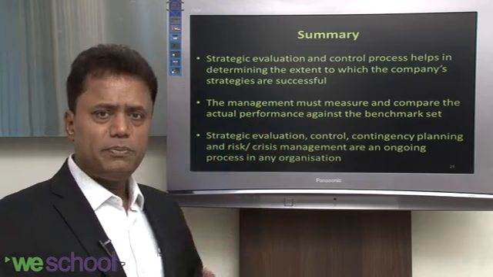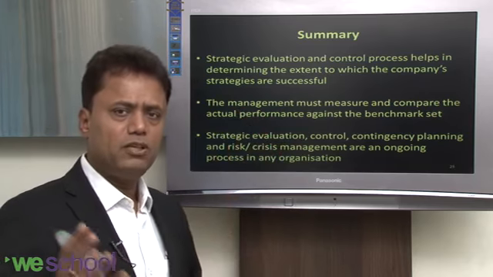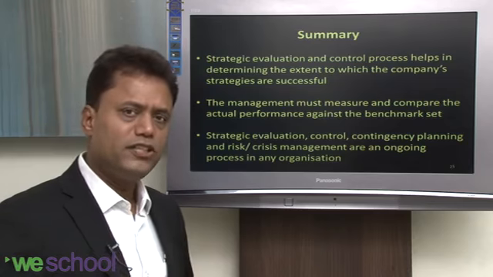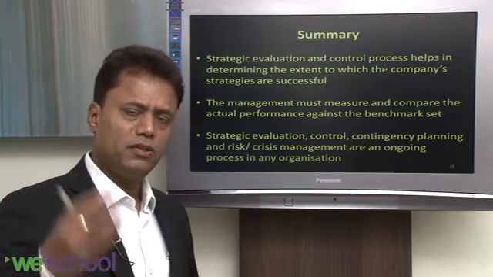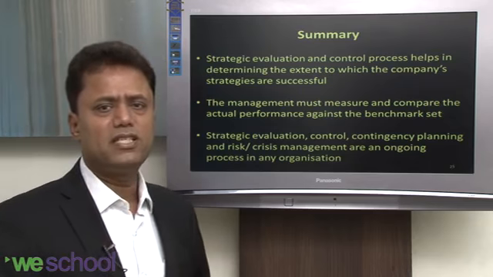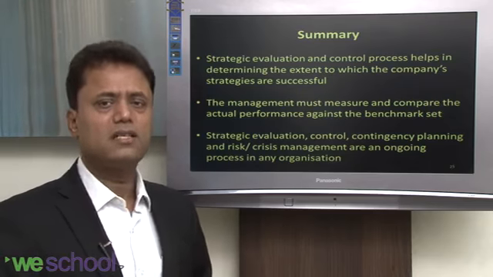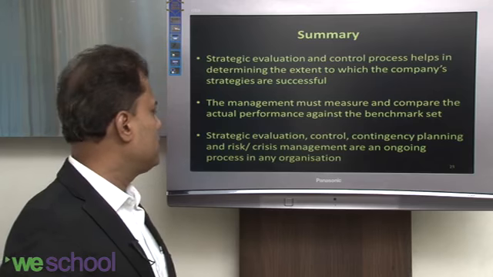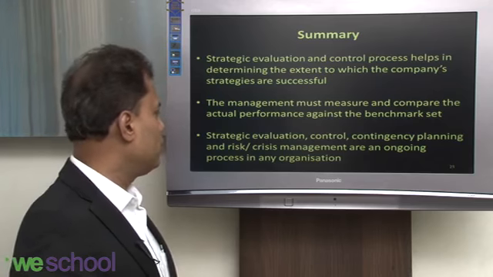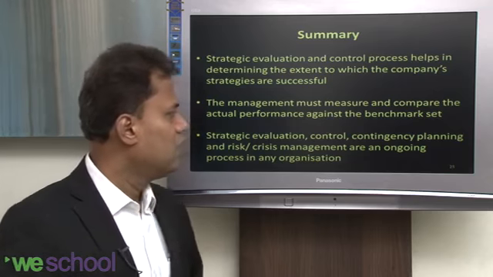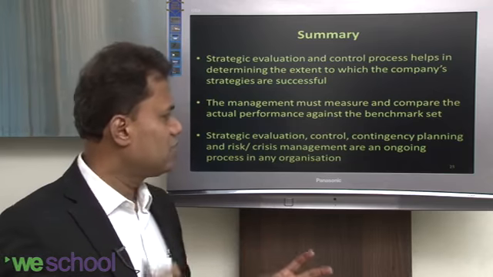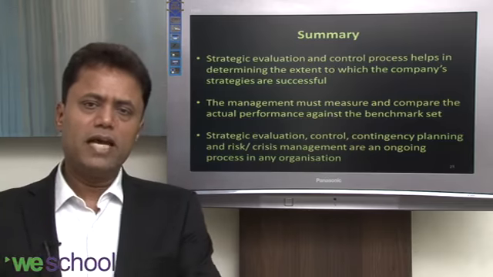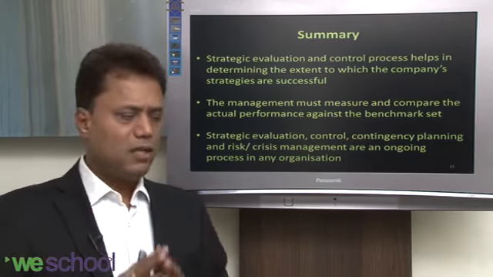These are all adjustments and course corrections that happen during the evaluation process, because it has to be done in time. Otherwise, you will continue to have the same kind of result quarter after quarter unless corrective actions are taken in time. Strategic evaluation, control, contingency planning, and risk and crisis management are ongoing processes in any organization. So contingency planning, risk management, crisis management, disaster recovery plan, and business continuity plan.